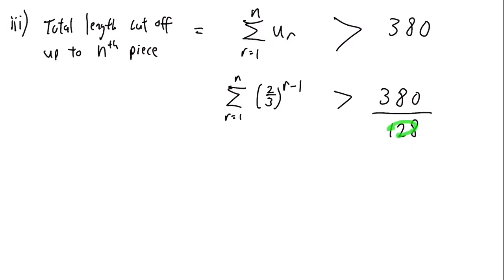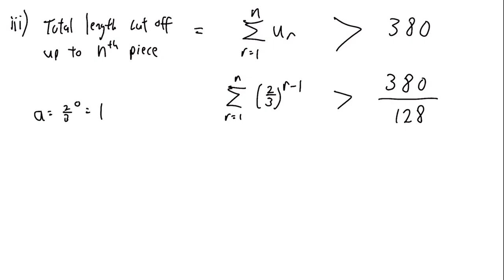Now I'm dividing by a positive 128. That's why my inequality sign, I don't need to flip the direction. So this is that, and this is a geometric series. A equals 2/3 power 1 minus 1, which is 2/3 power 0, which is 1. Common ratio is 2/3. Number of terms is from r equals 1 to n, so n minus 1 plus 1, which is n.